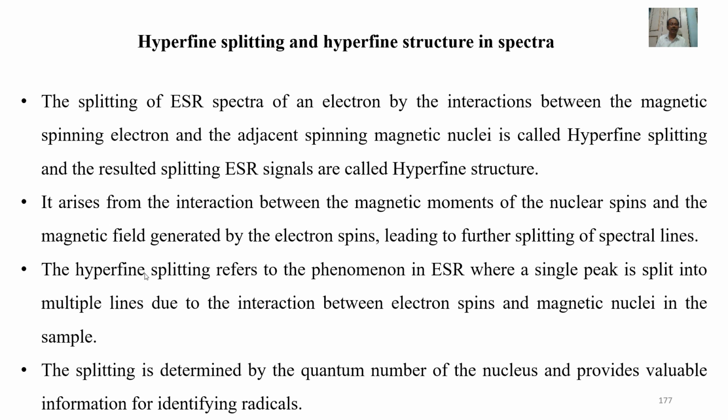The hyperfine splitting refers to the phenomenon in ESR in which a single peak is split into multiple lines due to the interaction between electron spins and the magnetic nuclei in the sample. The splitting is determined by the quantum number of the nucleus and provides valuable information for identifying radicals.